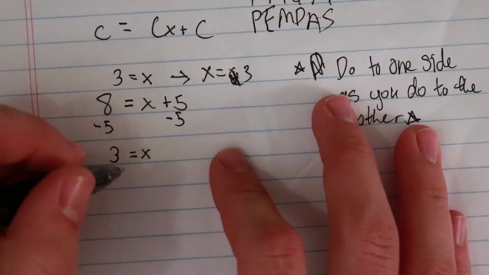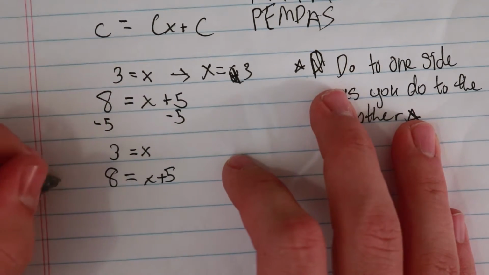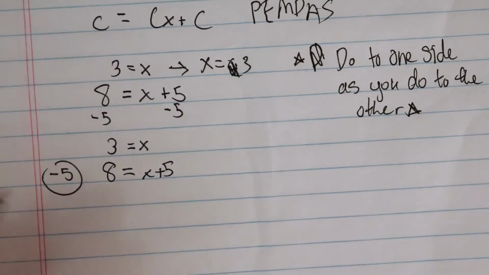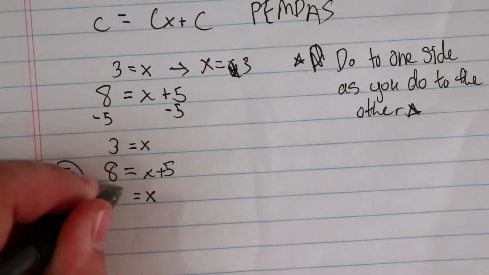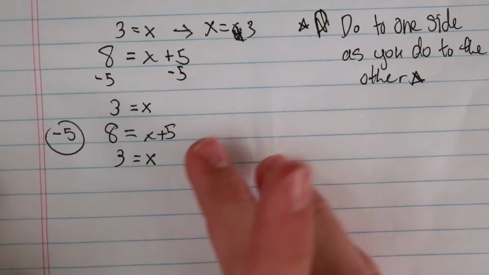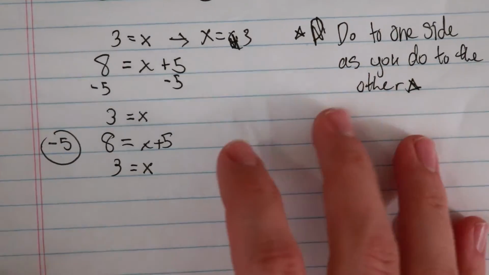A way my teacher would also denote it is 8 equals x plus 5. He would put a minus 5 on this side and circle it, signifying that he's subtracted 5 from both sides, and you have x equals 3. And so this is a one-step equation. So there's only one step, subtracting 5 from both sides to solve the equation.